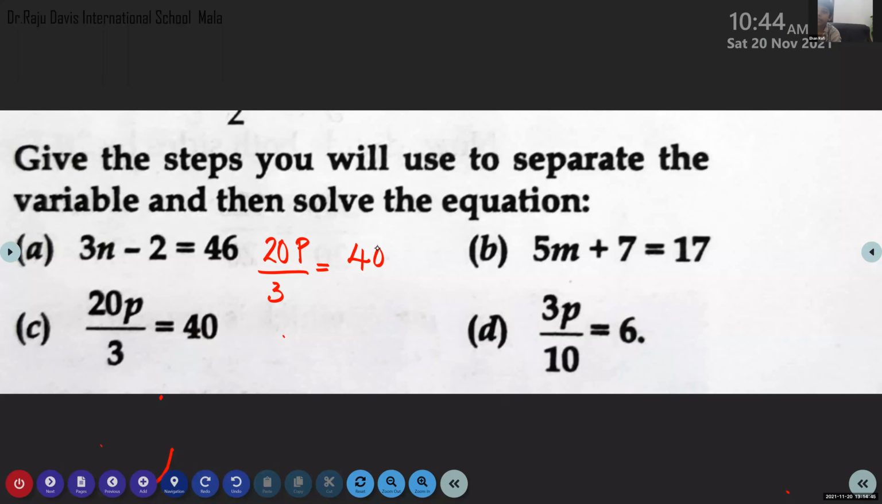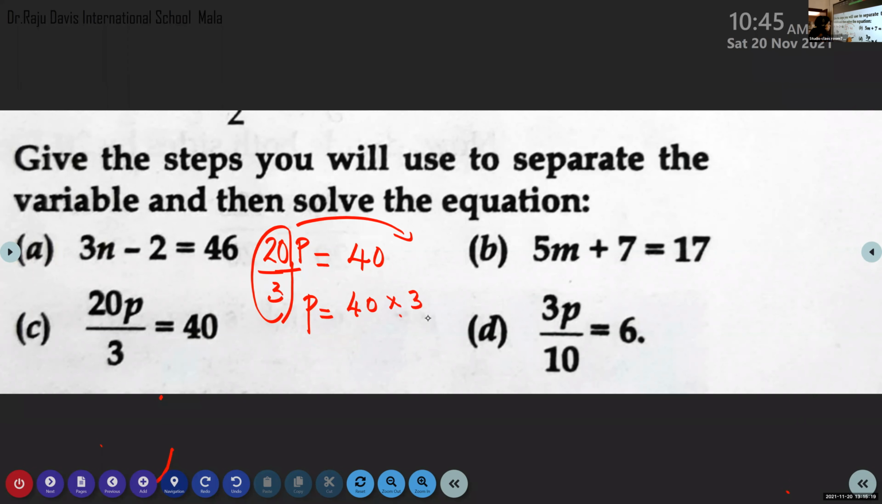But in the case of division and multiplication, what we do is, 20 by 3, now the numerator will become the denominator and the denominator will become the numerator when you transpose. So now I am going to transpose what? 20 by 3p. What is the meaning of this? This into p. So this 20 by 3, I am just transposing to the other side. So what will it become? P is equal to 40 into 3 by 20.